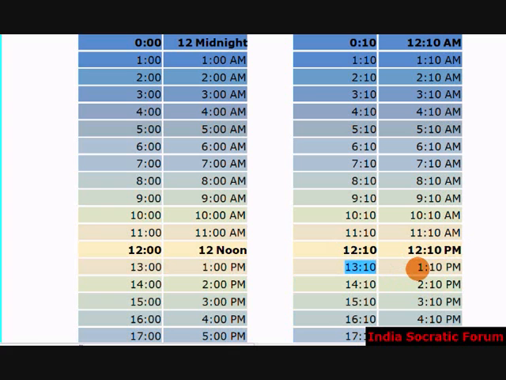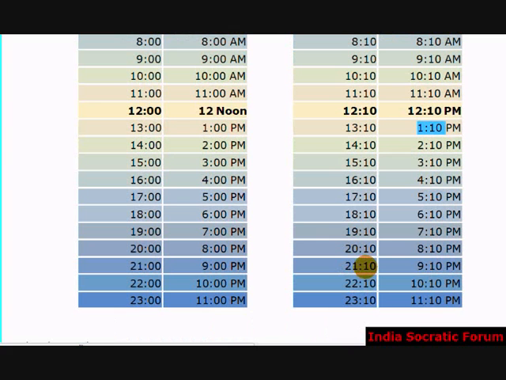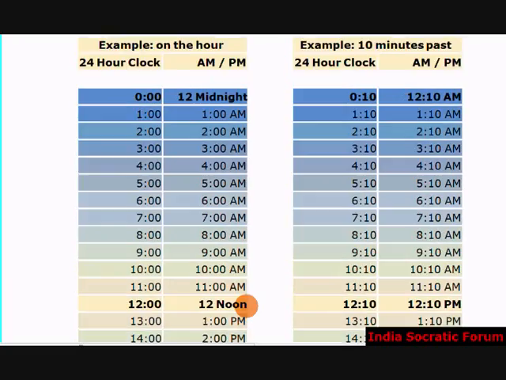But 13:10, we call it 1:10, subtract 12. From midday till midnight, 13 is 1 PM, 14 is 2 PM. Come on, tell along. 18 is 6 PM, 19 is 7 PM, 20 is 8 PM. Likewise, 13:10 is 1:10 PM, 14:10 is 2:10 PM, 16:10 is 4:10 PM. You have to subtract 12. This is the conversion. 19:10 means 7:10 PM. 22:10 means 10:10 PM. 23:10 means 11:10 PM. 23 is 11 PM. Okay, go through it. It's very interesting.